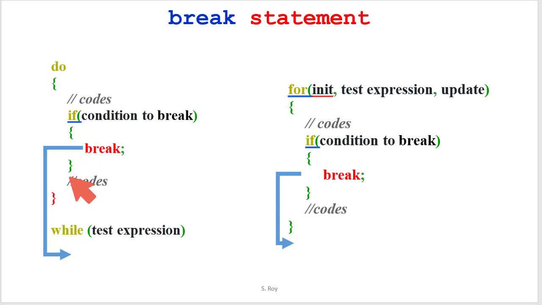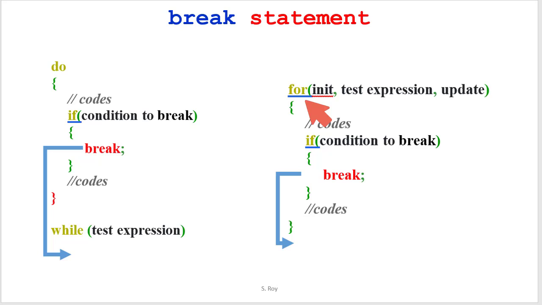It will execute the statements inside the do block. If this condition is not satisfied, the break statement will not be executed. It comes to the while expression to check the condition. If it gives logic 1, execution returns inside the do block. When the condition inside the if gives logic 1 or true, execution enters the if block and the break statement will be executed. When it is executed, execution comes out of the while loop.